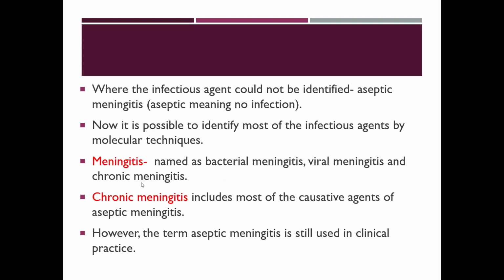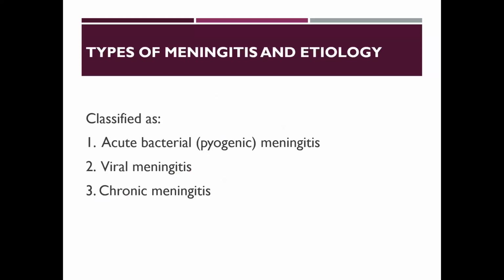What is meant by chronic meningitis? Chronic meningitis means meningitis lasting more than 4 weeks. If the patient suffers from meningitis for more than 4 weeks, it is considered chronic meningitis. It includes the most causative agents of aseptic meningitis, and we still use the term aseptic meningitis in clinical practice.